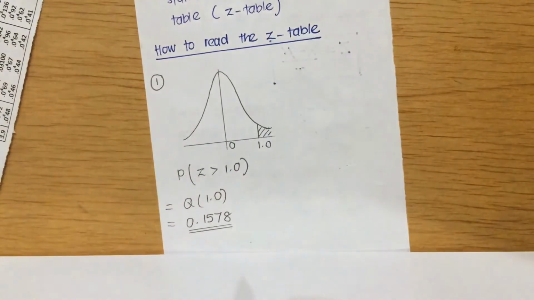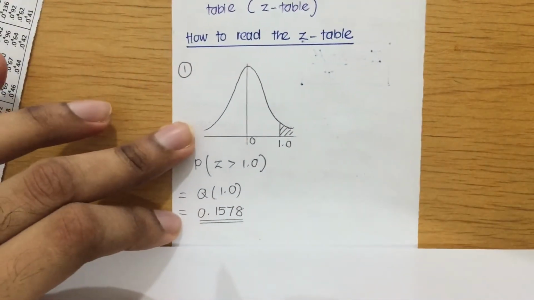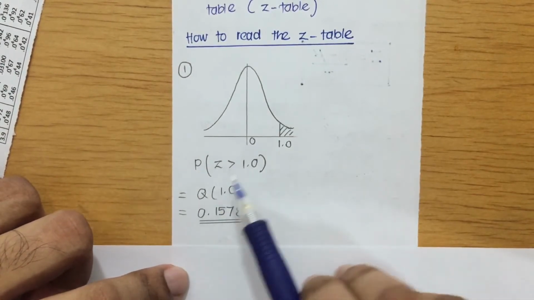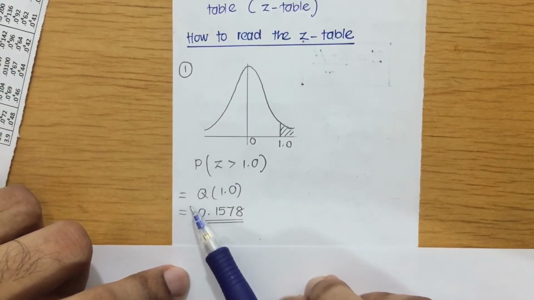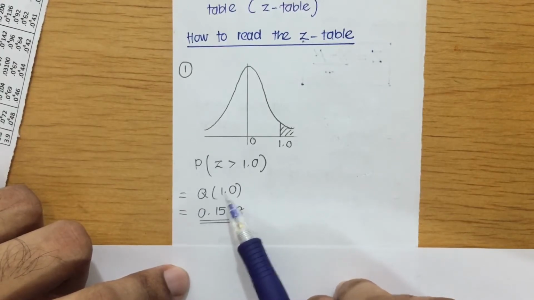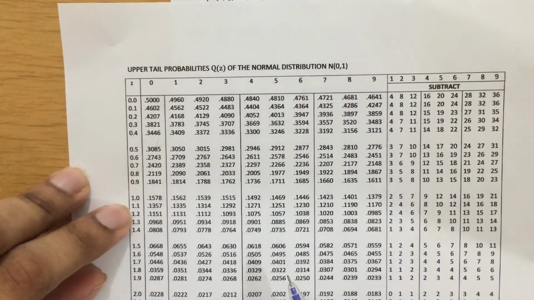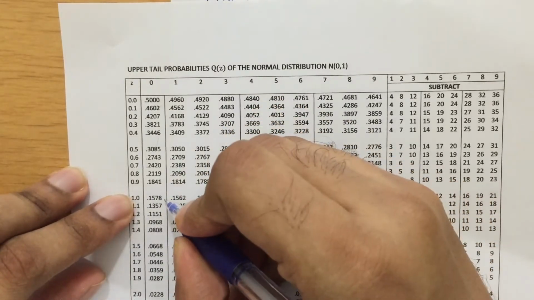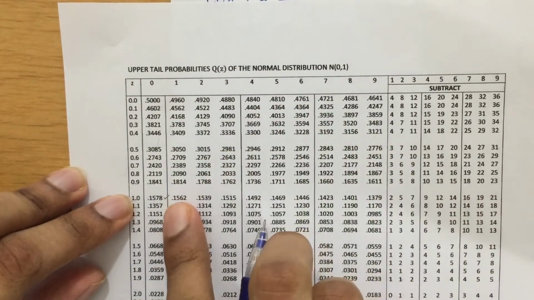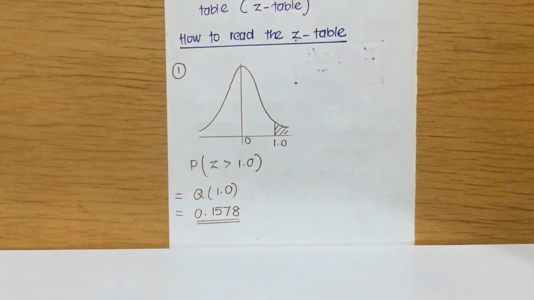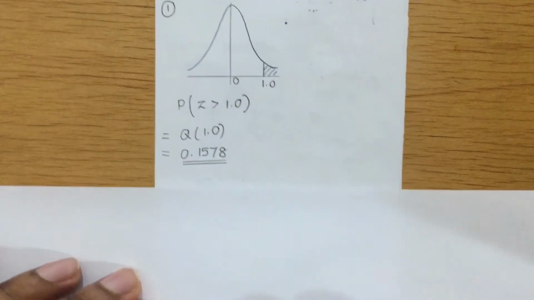Alright. So this is one of the easiest examples they can possibly ask you, guys. Given that your z value is more than 1.0, you convert this z value into the upper tail probability, the Q(z). In this case your z is 1.0, so you immediately find it using the z table over here, and from here you get that 1.0 is equal to 0.1578. So this is one of the simple examples. Let us proceed to the second example now.